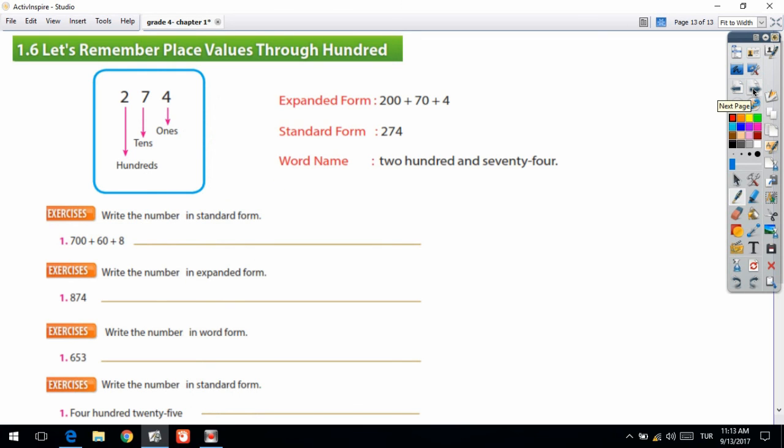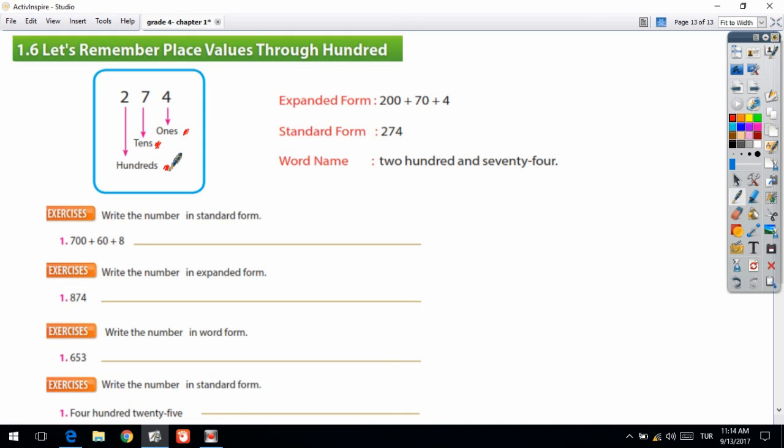The last section is about 1.6. Remember place values through 100. You know place values. There are many numbers. Your first digit starts from the ones digit here, second the tens digit here, lastly the hundreds digit. We have them. So now let's just practice.